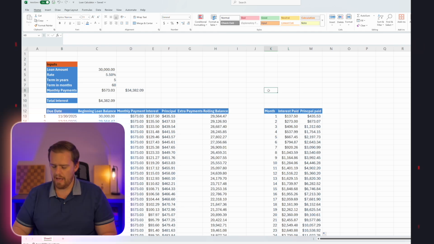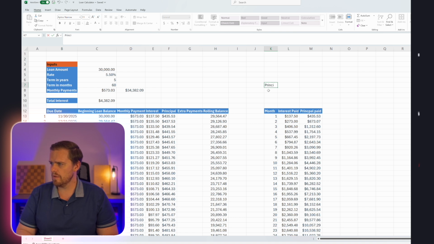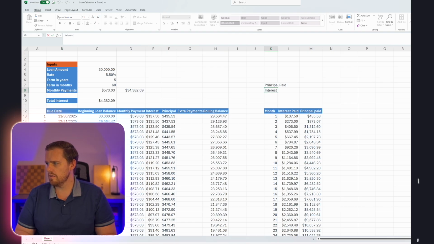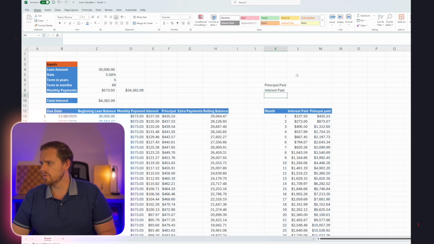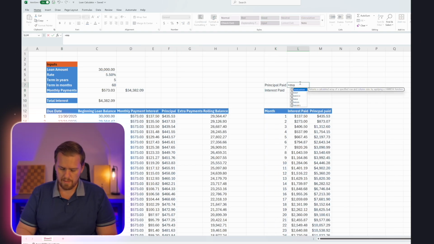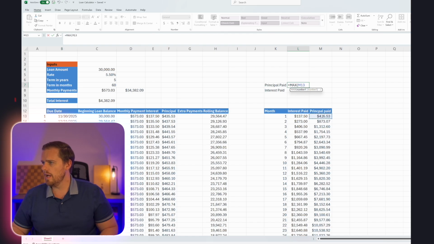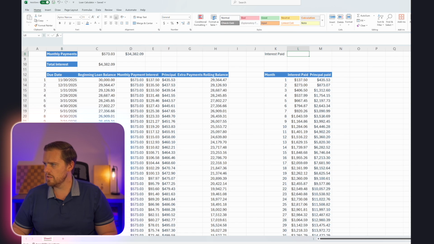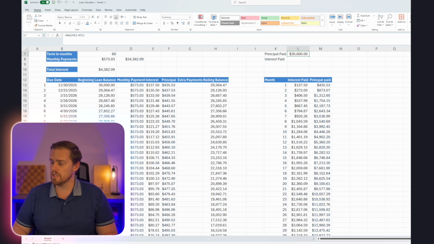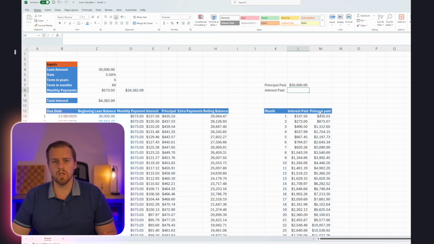What we're going to do is we're going to have a little check here. So we're going to have a principal paid and interest paid, just to make sure that it lines up with our assumptions. Let's go ahead and shoot that over so we can see right here. We're going to press equals max to calculate this. And a principal paid, let's go ahead and select all these numerical values. We get $30,000, which ties out to our loan amount.